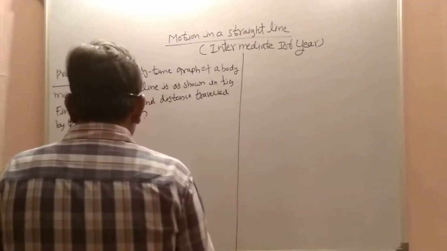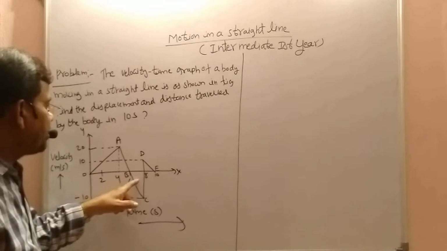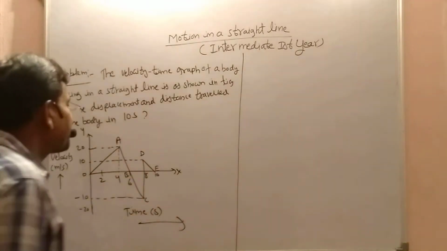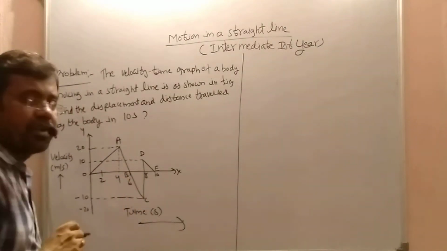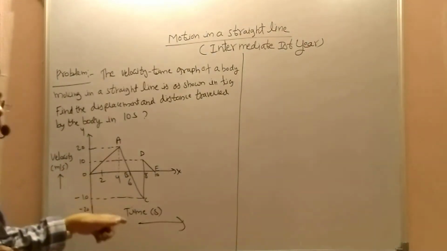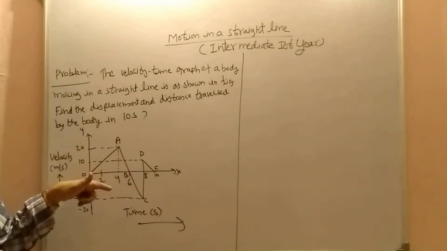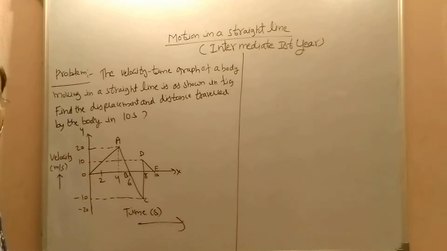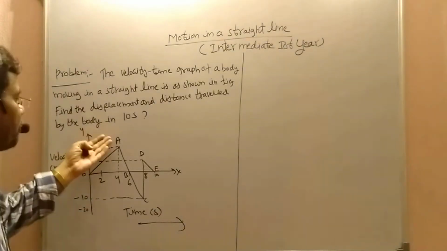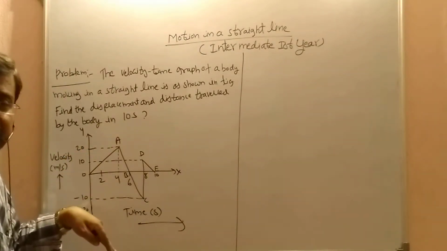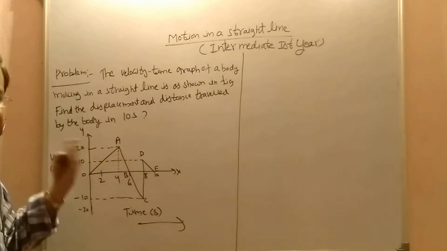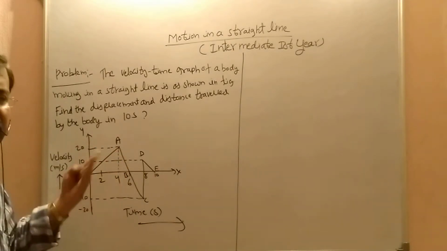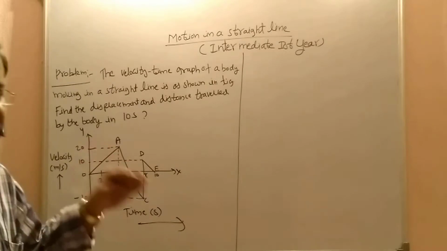Now, this area A1 you take, this area A2 you take, this area A3 you take. Now, what are we finding? Displacement. The velocity time curve occupying area with the x-axis gives displacement. If it is vertically upward, positive. If it is vertically downward, negative, in the case of displacement. In the case of distance, no need to take negative. All are positive because it gives only length.